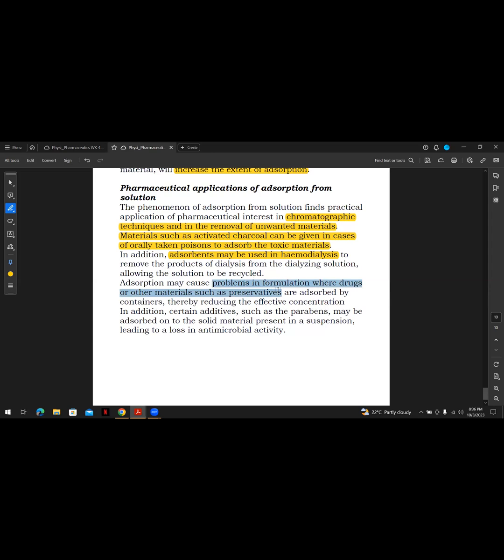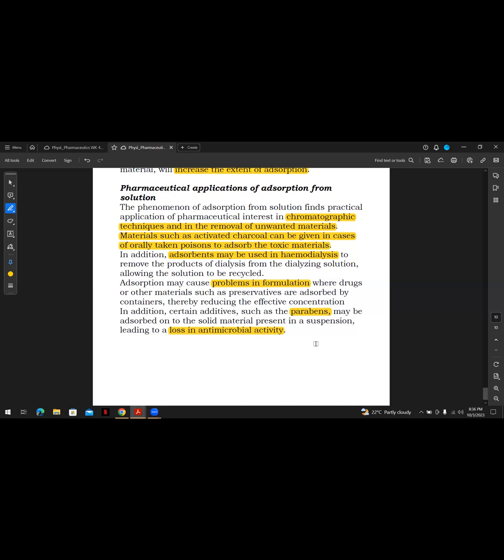Oh, that's really nice. Adsorption may cause problems in formulation where drugs or other materials such as preservatives are adsorbed by the containers, which can also be a disadvantage because this will reduce the effective concentration. In addition, certain additives such as parabens may be adsorbed into the solid material present in a suspension, leading to loss of antimicrobial activity.